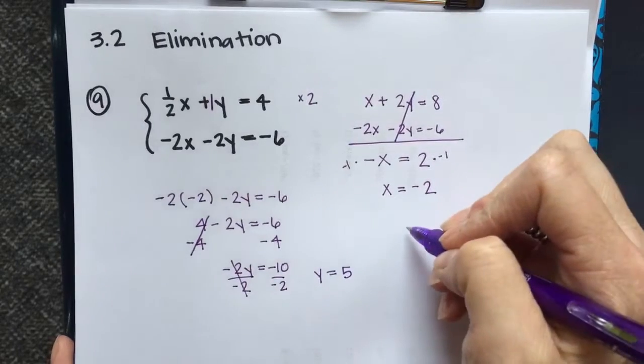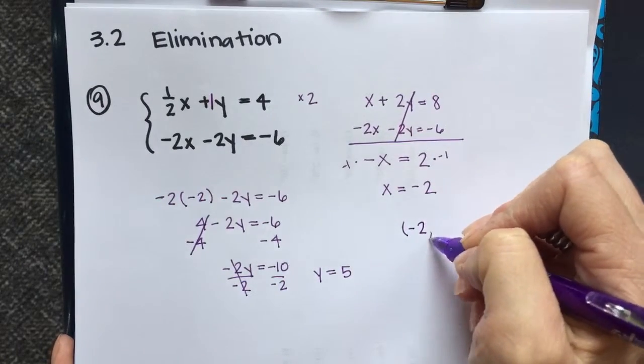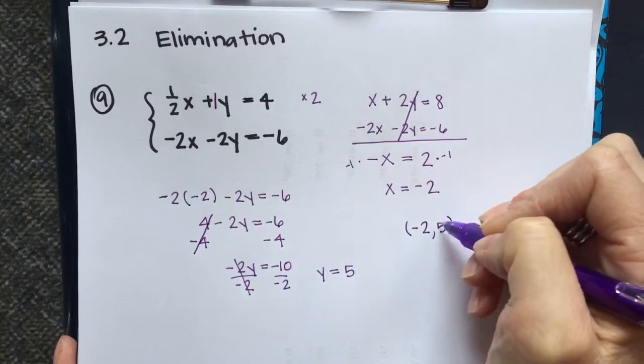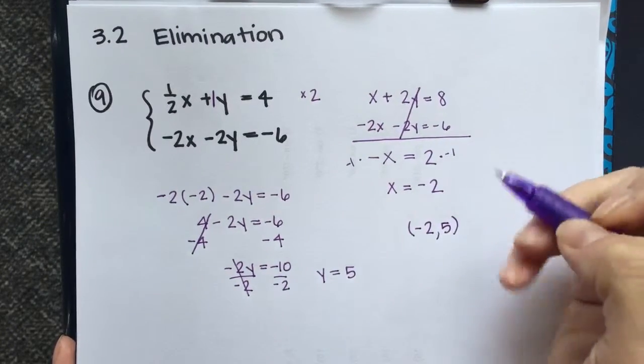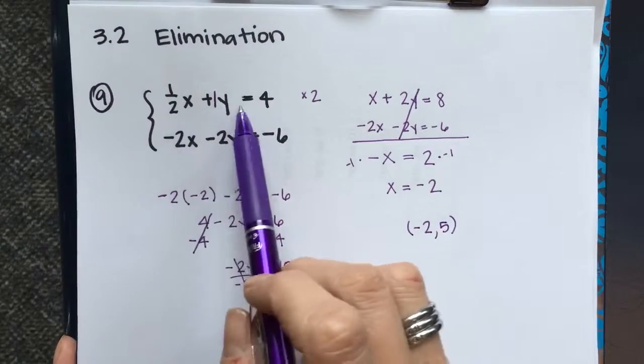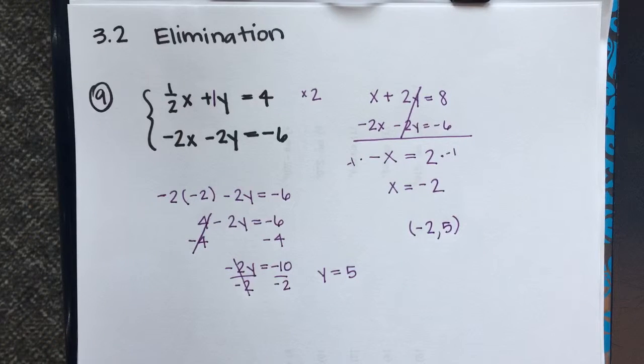Again, write your answer as an ordered pair. We're finding the point where those two lines would cross if I were to graph them. And just like before, you could plug that point back in and check it up here. Just for time's sake, I'm not going to do that on this one though.